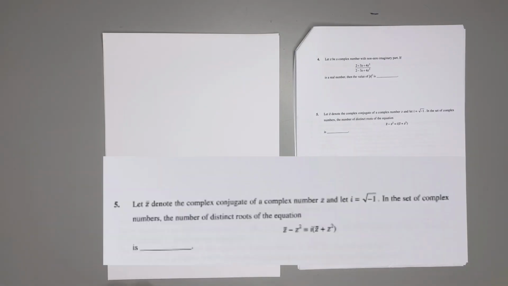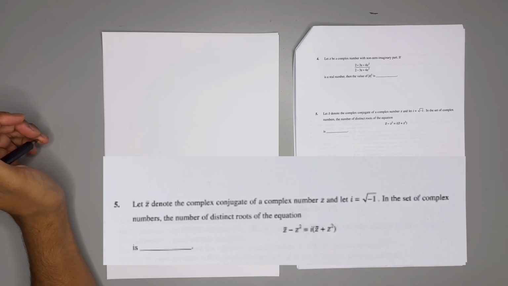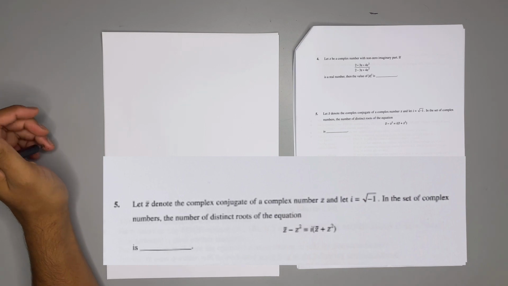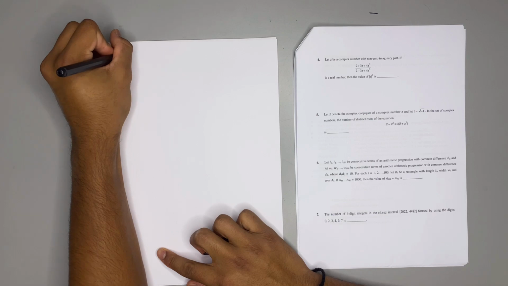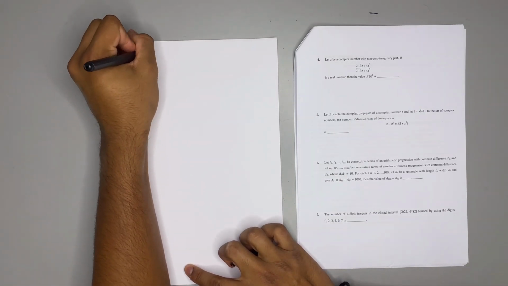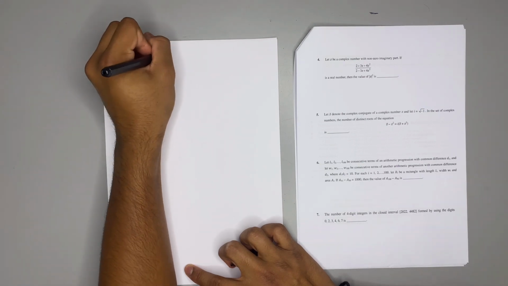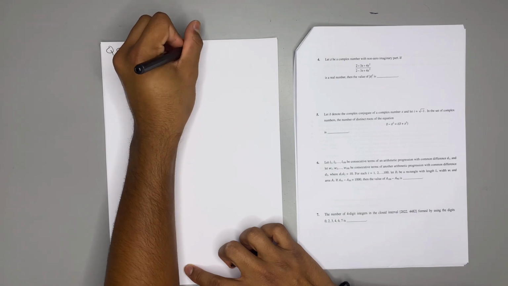Question 5. Let z bar denote the complex conjugate of a complex number z, and let i equal to square root of negative 1. In the set of complex numbers, the number of distinct roots of the equation z bar minus z squared equals to i times z bar plus z squared is what? Question 5. First thing, let's write it down. z bar minus z squared equals to i times z bar plus z squared.